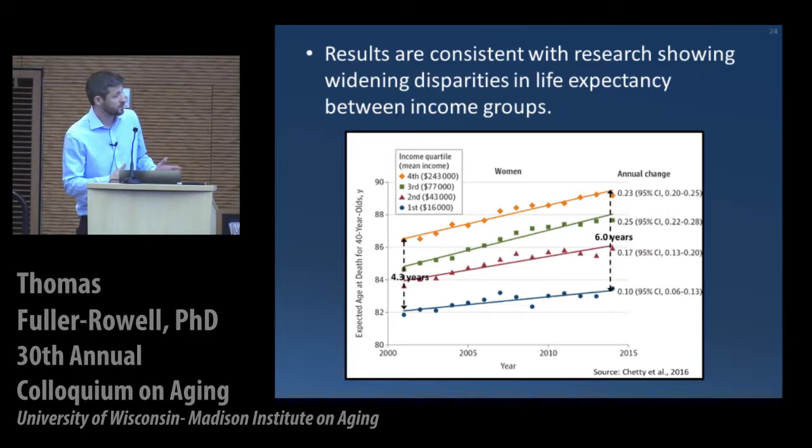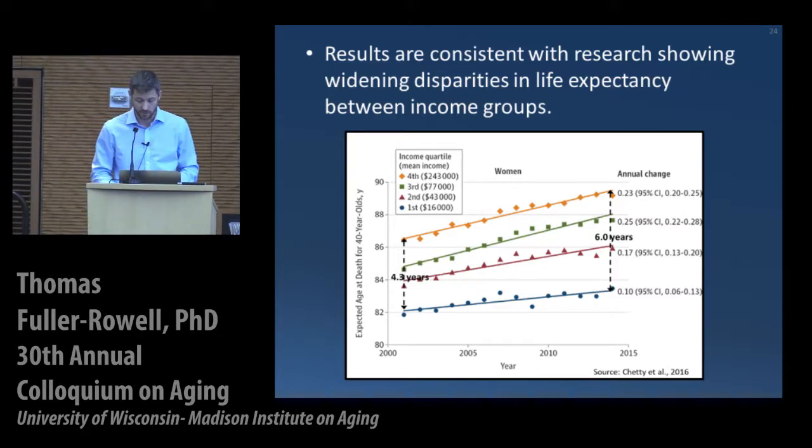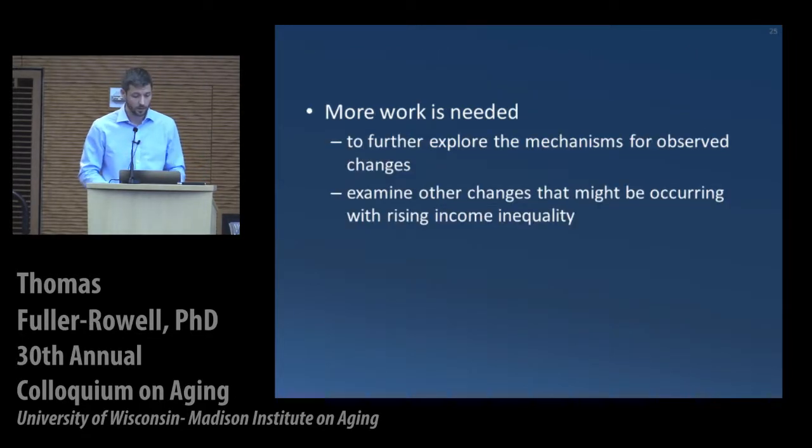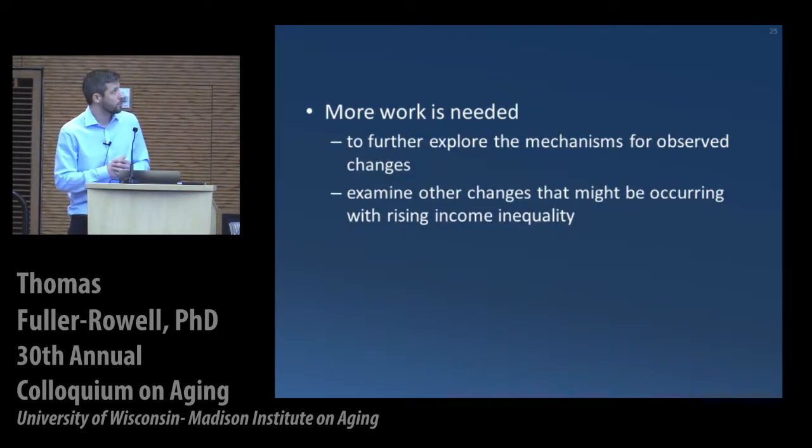So even in that short period of time, the difference in life expectancy between income groups has increased substantially. If we look at other studies conducted earlier, we can estimate that back in the 1980s, that gap in life expectancy between the top and the bottom was something closer to 3 or 3.5 years. So it does seem like socioeconomic disparities in health have increased across the past several decades. More work is needed to further explore the mechanisms for these effects that I've shown you.